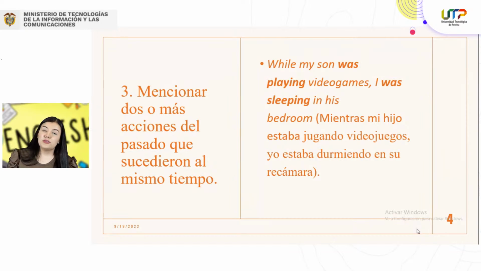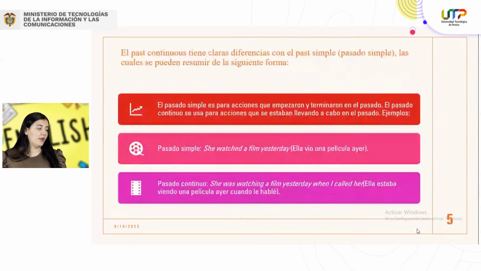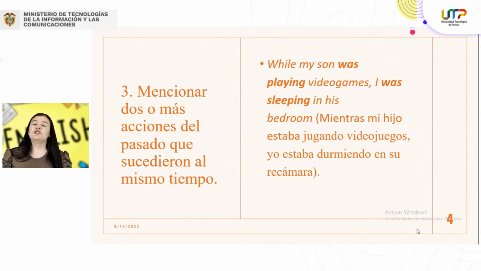Aquí, si voy a usar dos acciones simultáneas, entonces en este caso debo usar el conector while. While, esa primera palabra que ustedes pueden ver allí, significa mientras, ¿sí? Mientras esto estaba pasando, esto estaba pasando al mismo tiempo, ¿sí? Son dos acciones simultáneas. Muy bien. Y ahí tenemos nuestros tres usos del past continuous.